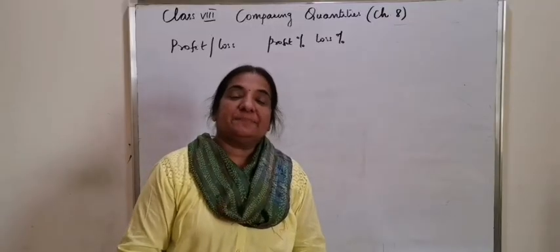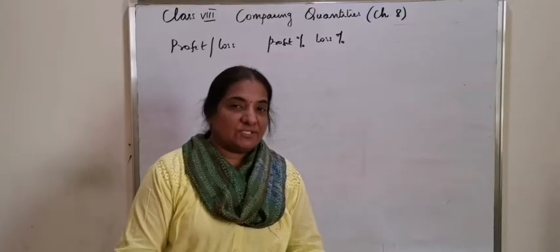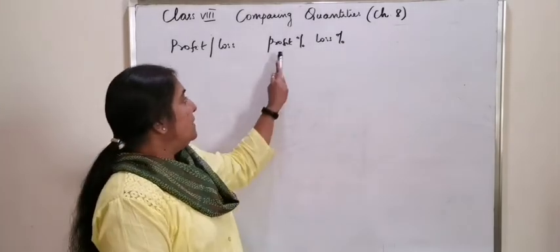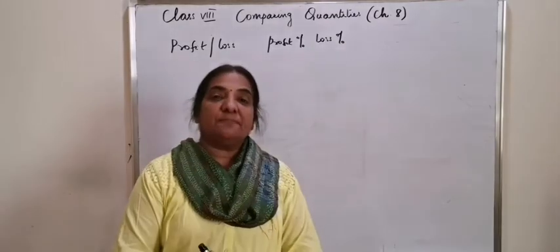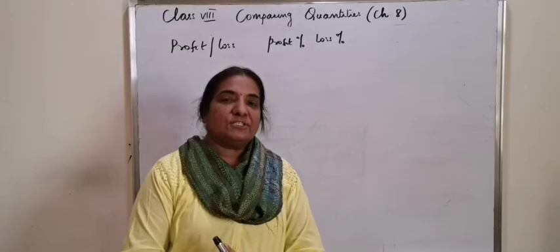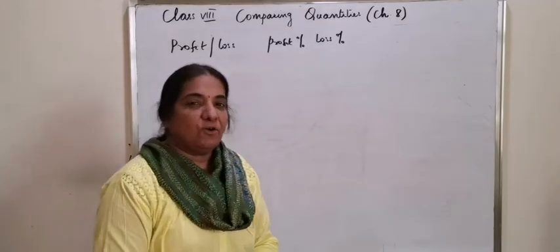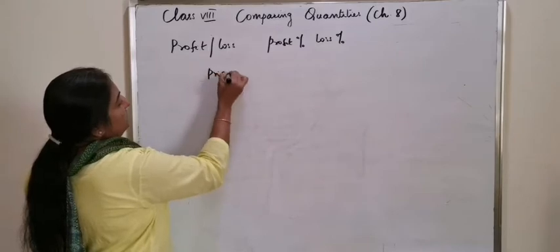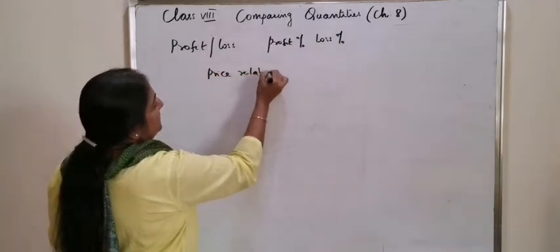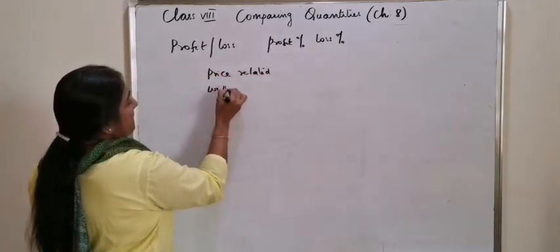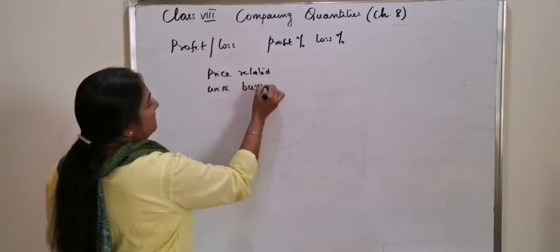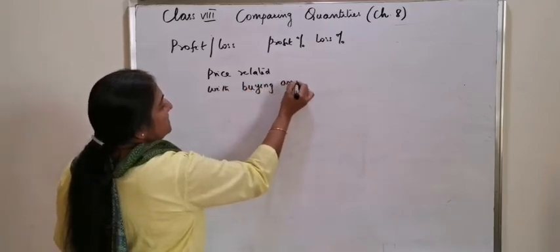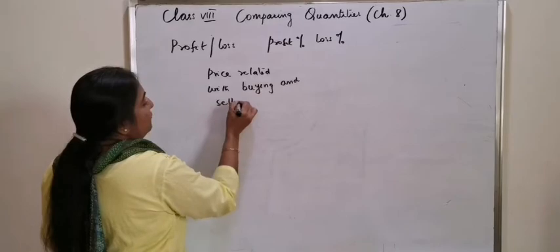The next concept is profit and loss, and the calculation of profit percent and loss percent based on the profit and loss made. Profit and loss is mainly based on the price related to buying and selling of articles.